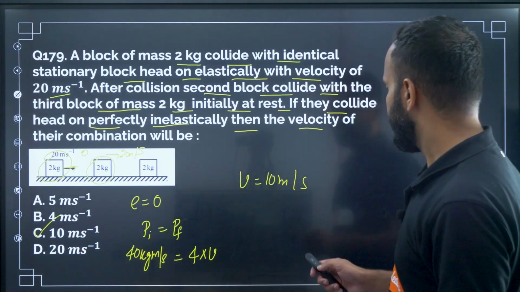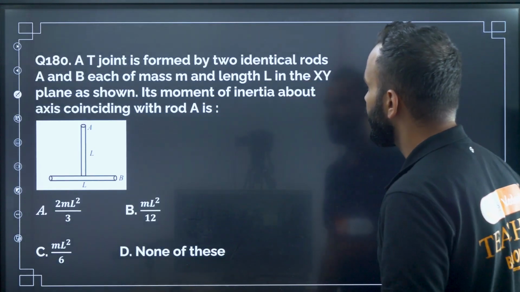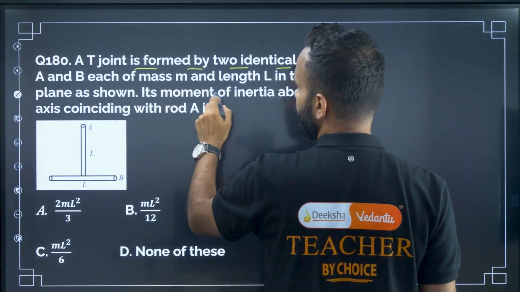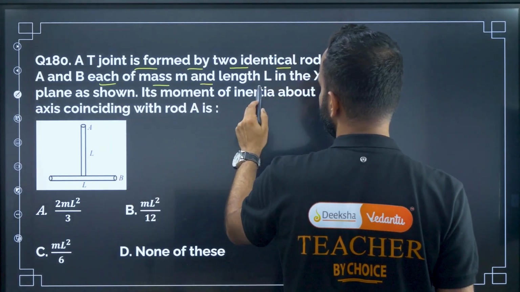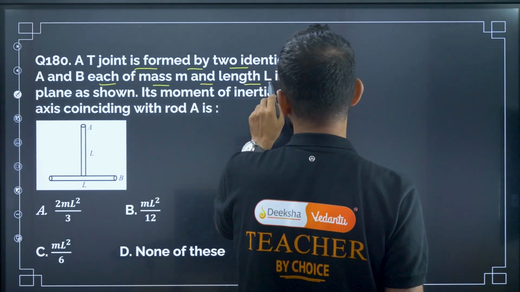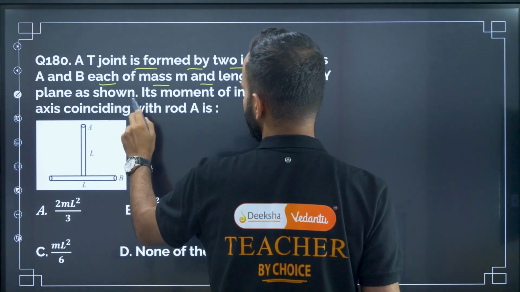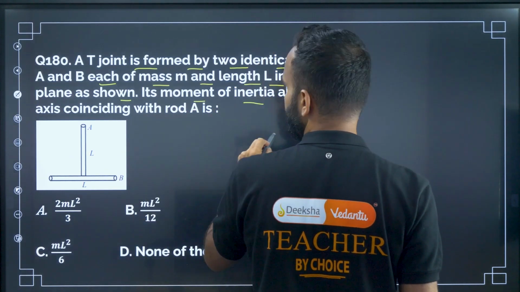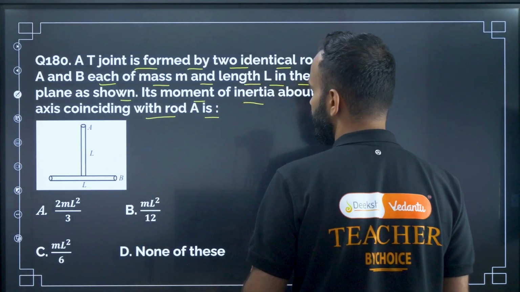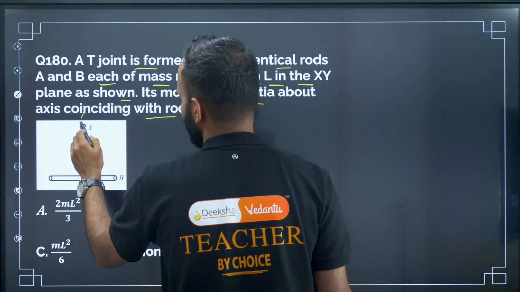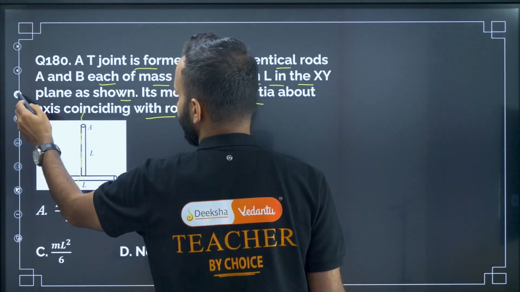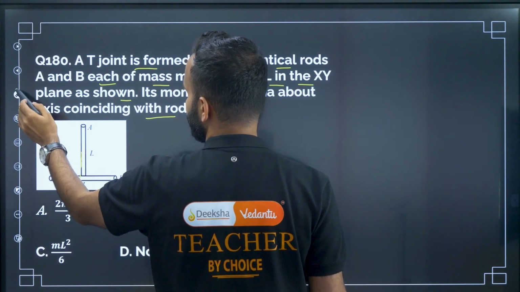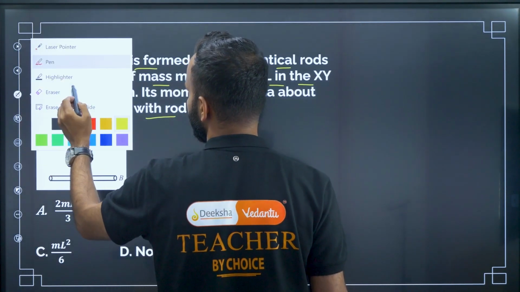Next question, question number 180. A T joint is formed by two identical rods A and B, each of mass m and length L in the xy plane as shown. This is the given diagram. Its moment of inertia about the axis coinciding with rod A. Here, this is the axis.